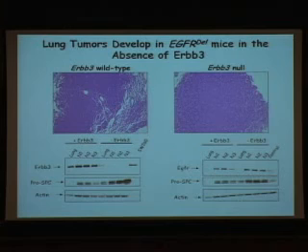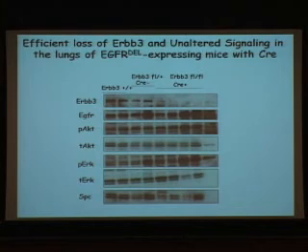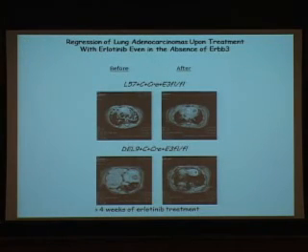When we use the exon 19 deletion mice, we also see that tumors develop in the absence of ERBB3, and we get very good deletion of ERBB3 here. Similarly, signaling pathway activation is similar in the tumors and really depends more on the levels of EGFR than on the levels of ERBB3.